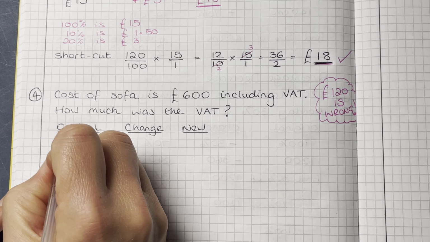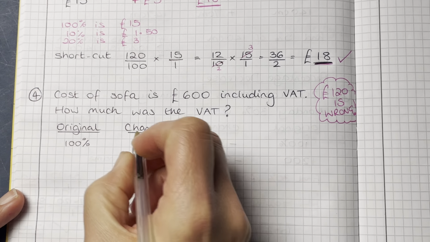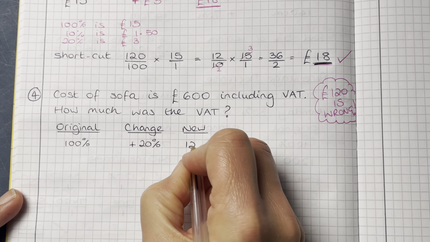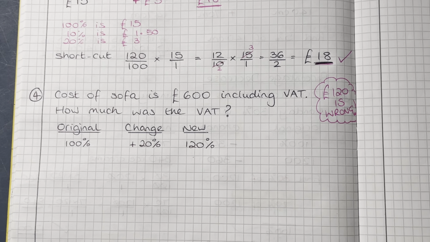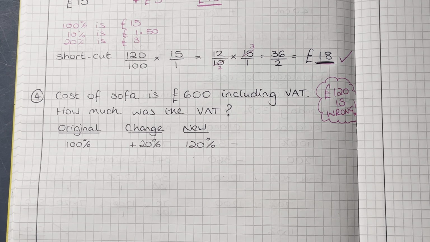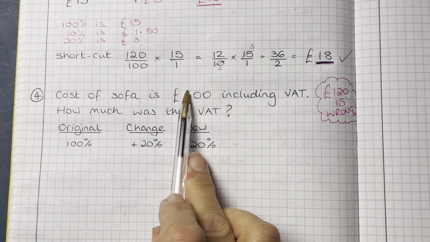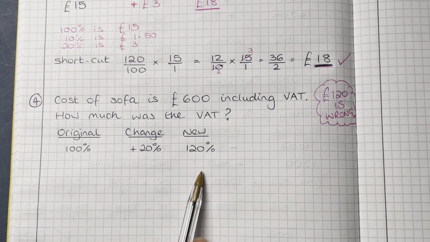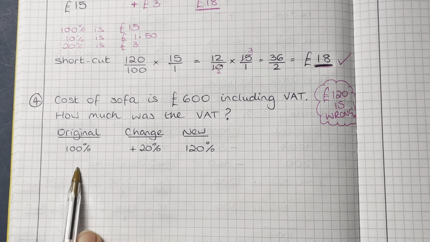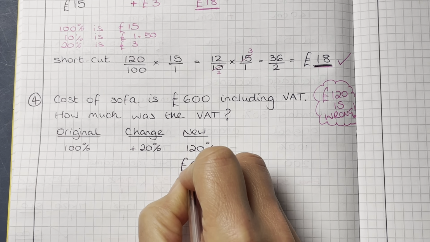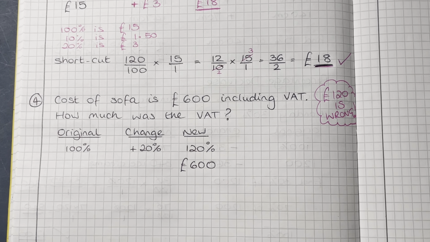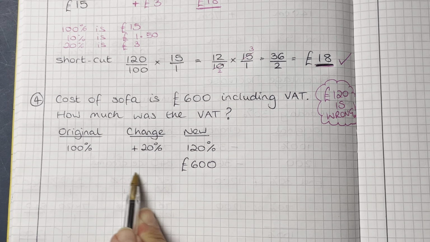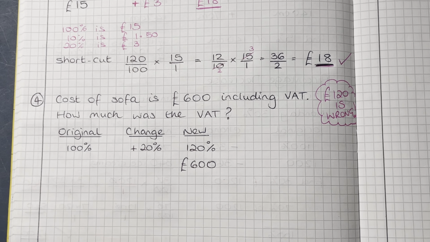So my original percentage is 100%. I know that my VAT is 20%. And my new is 120%. So this is the really, really important bit. The cost of £600 includes the VAT. So that £600 needs to go in the new column, not in the original column. So my £600 goes here. So now I need to work backwards. I need to work out what my change is, and I need to work out what my original is.